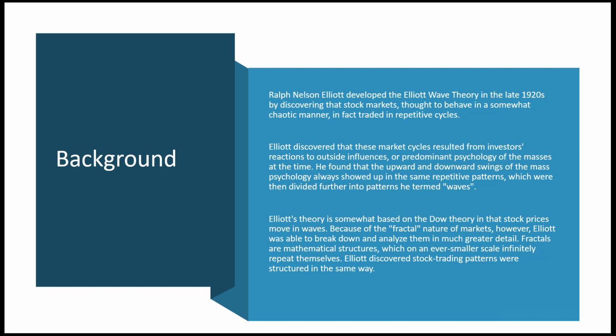What came around in the early 1900s was Dow and Dow theory. It's the first time that we recognized that we could make some type of interpretation of price movements outside of using basically fundamental information. So Elliott discovered that these market cycles resulted from investors' reaction to outside influence, or the predominant psychology of the masses at the time. He found that the upward-downward swings of the mass psychology also showed up in the same repetitive patterns, which were then divided into patterns he termed waves.